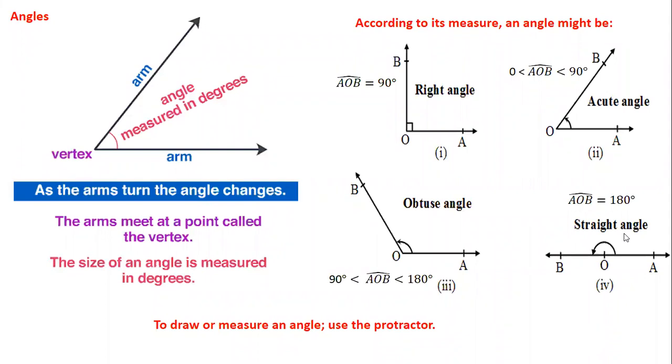Again, I want to ask Adam. Yes, Adam. Adam? Yes, miss. I want to ask you a question. Suppose I gave you an angle that has the measure of 65 degrees. What kind of angle is this?